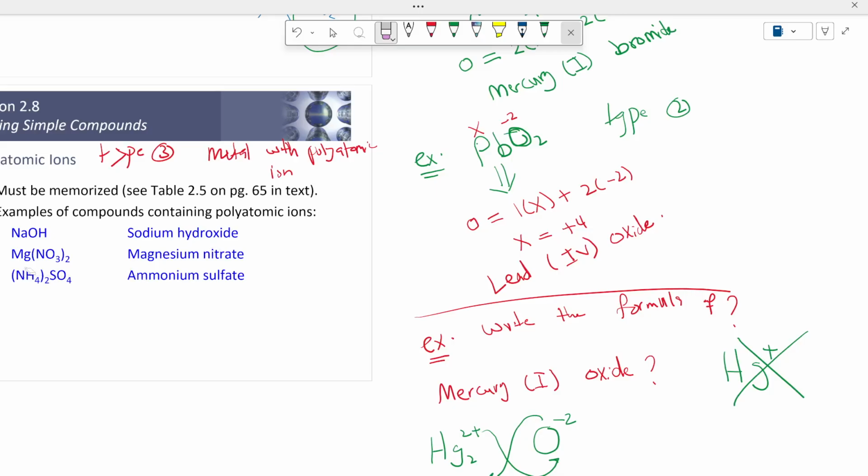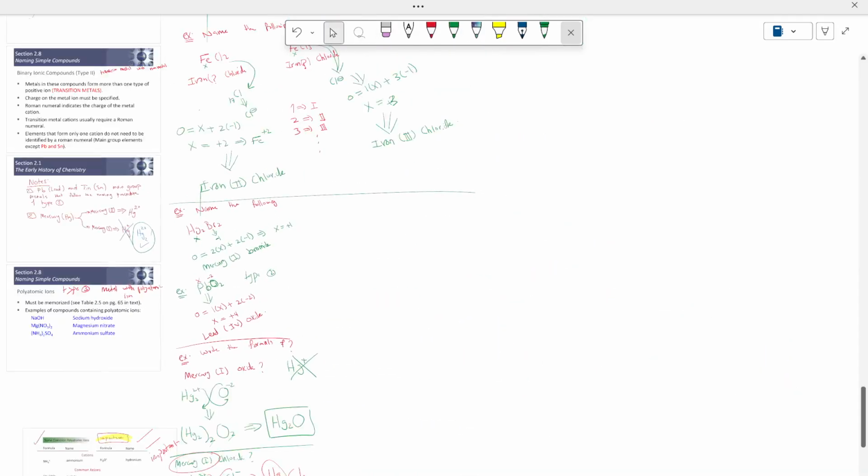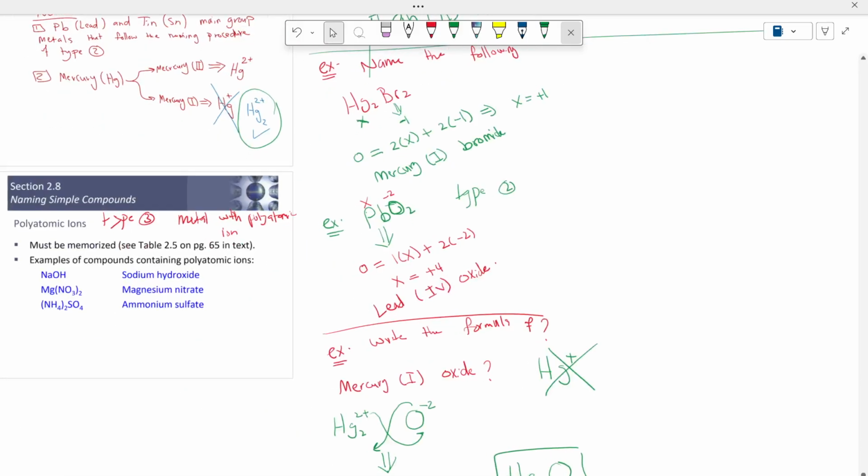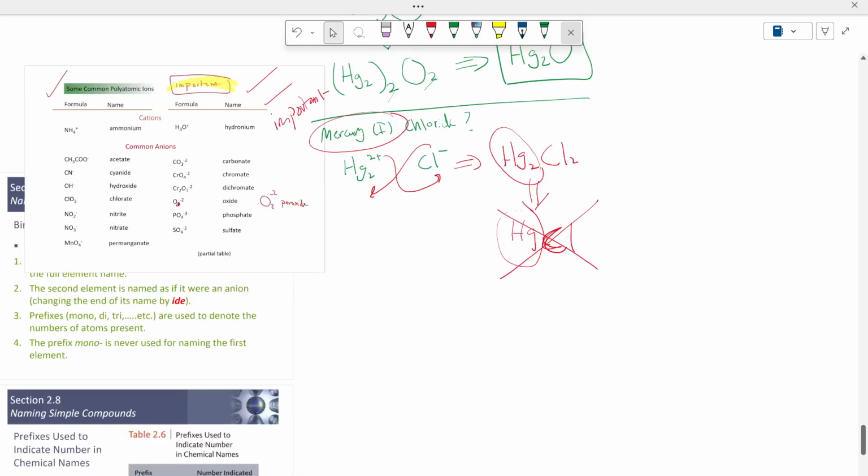Mg(NO3)2. Mg is magnesium, NO3 is nitrate, so this is magnesium nitrate. (NH4)2SO4. NH4 from the table is ammonium, SO4 is sulfate, so this is ammonium sulfate. This is how to name type 3. Very simple, very easy, but you should memorize the names of these polyatomic ions. After that, everything else will be easy.